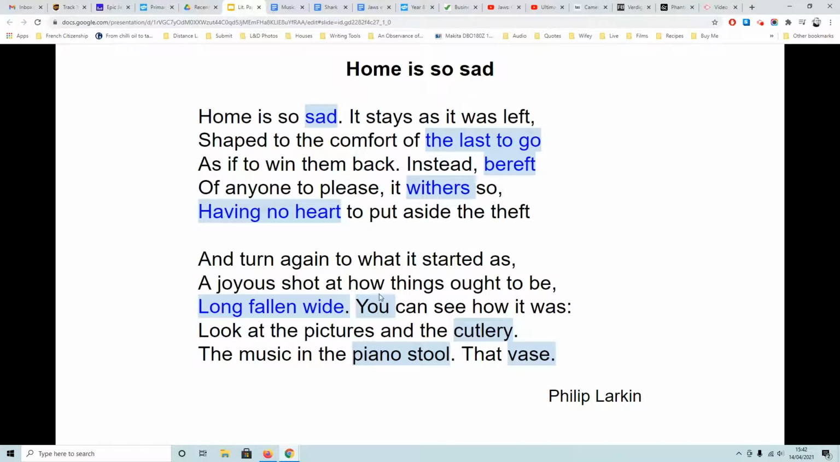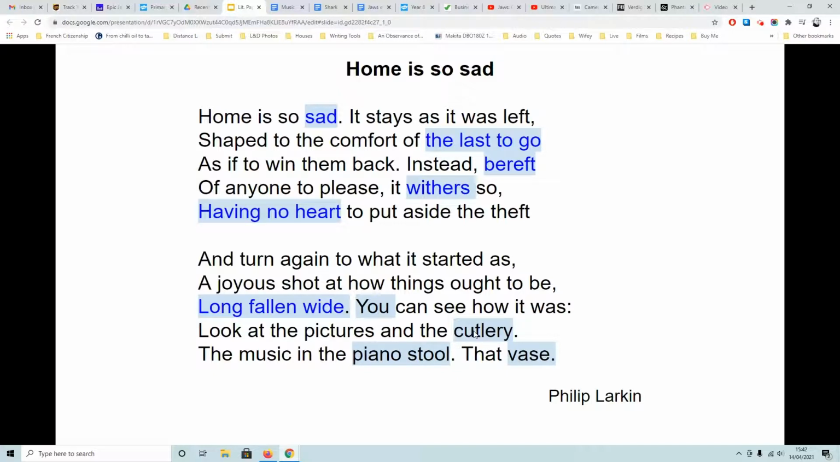Other interesting things here is the use of direct address. Maybe he has a particular reader in mind. We're also getting some uses of imperative verbs, a command to look at the pictures. And then finally, we get this domestic imagery, cutlery, piano stool, vase. I mean, almost quite banal things. They don't really seem to be the subject of poetry. But in this poem about a domestic space, they become important and accrue meaning through the focus the poet gives them.